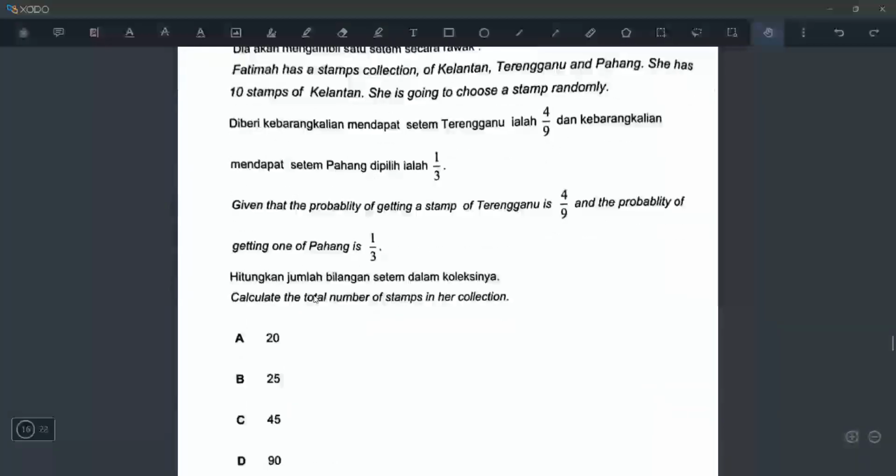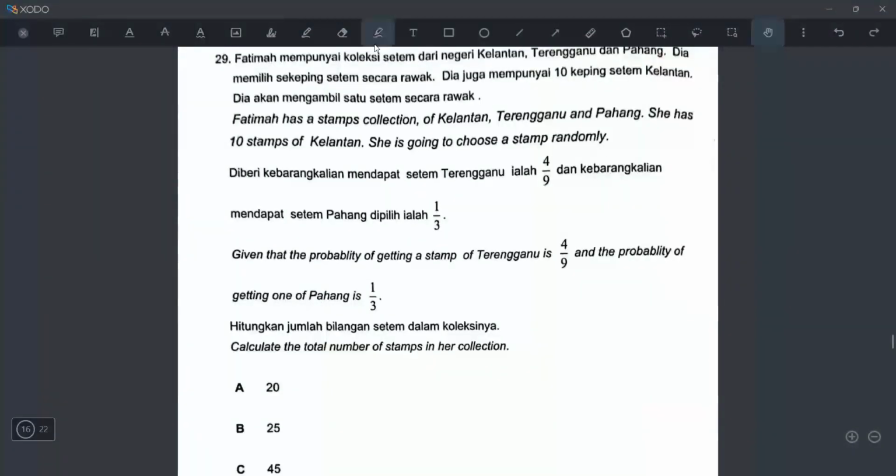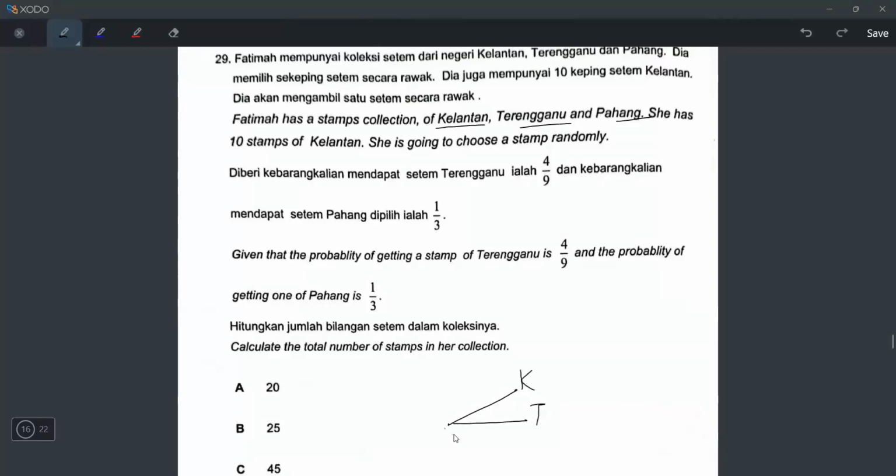Let's go to 29. Fatima has a stamp collection of Kelantan, Terengganu, and Pahang. So this person collects stamps from Kelantan, from Terengganu, from Pahang. She has 10 stamps of Kelantan. I think this is a probability question, but the 10 stamps from Kelantan is not the probability, this is the number.